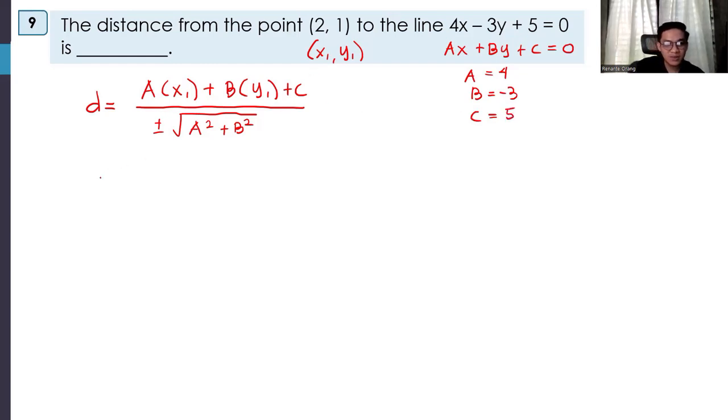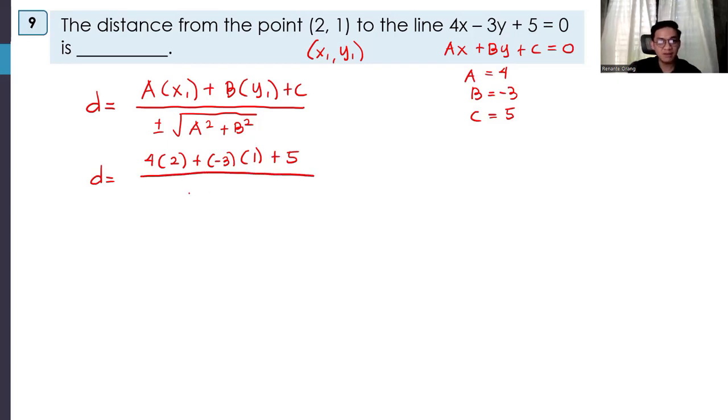So let us substitute our values. Our A is 4, multiplied by x sub 1 which is 2. Plus our B, class, is negative 3, multiplied by y sub 1 which is 1. Plus our C is 5. Below, we have positive or negative square root of our A, 4 squared, plus our B, negative 3 squared.